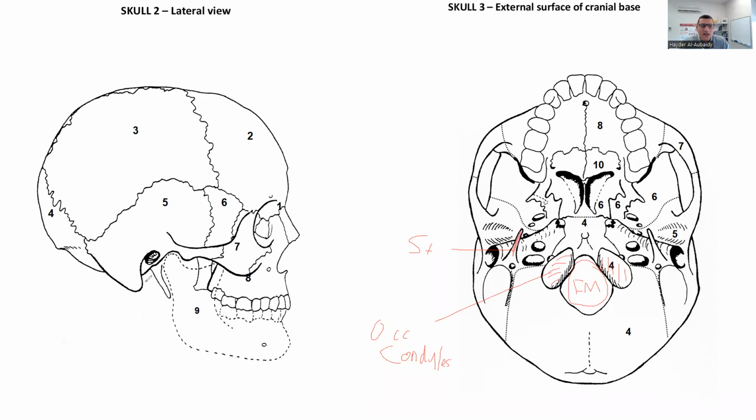Thank you. So it articulates with C1 as the atlanto-occipital, forming the atlanto-occipital junction. Thank you, Zach, Hannah, Sonal, and the person who was talking. I can't see your names on the screen right now. These condyles are important to enable us to nod our head anterior or posterior to say yes or no.